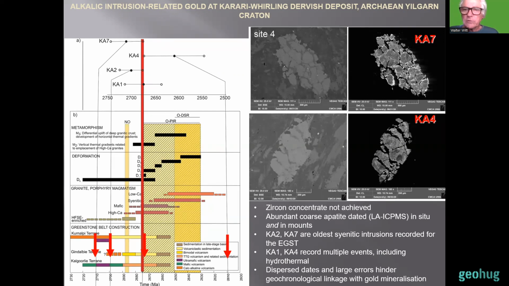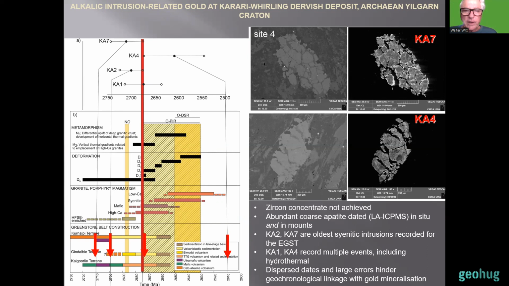The results of this study provided a diverse range of ages with large errors, which hasn't really helped in establishing the age of the mineralization or any connection with the intrusions. Two of the intrusions, KA2 and KA7, nevertheless, give very old dates.